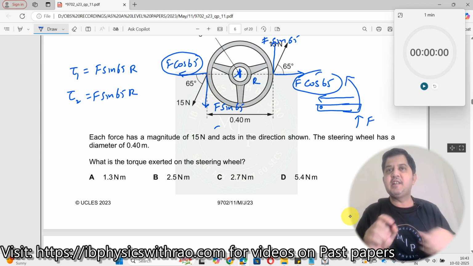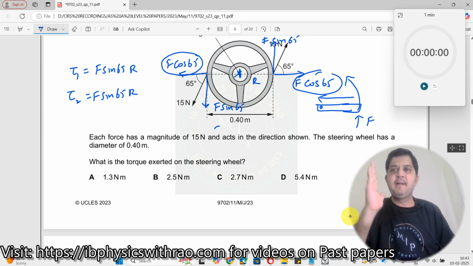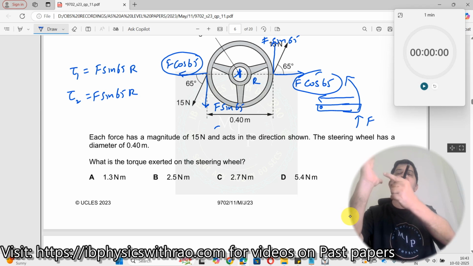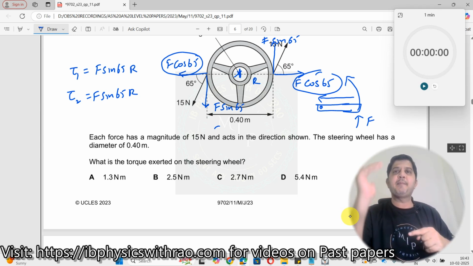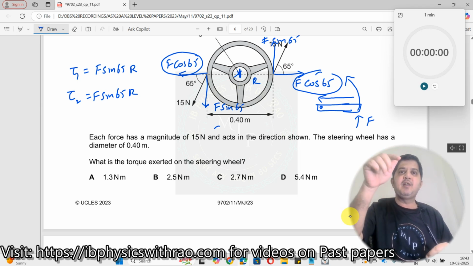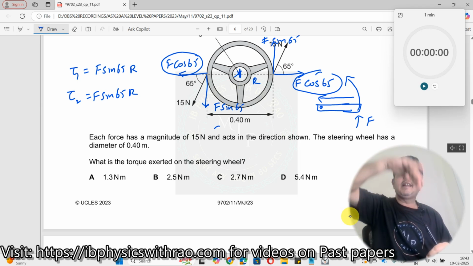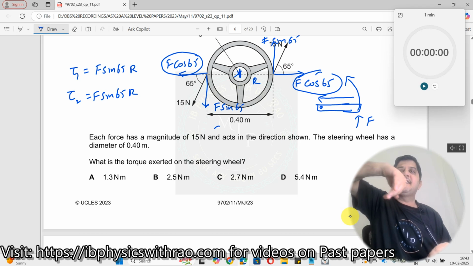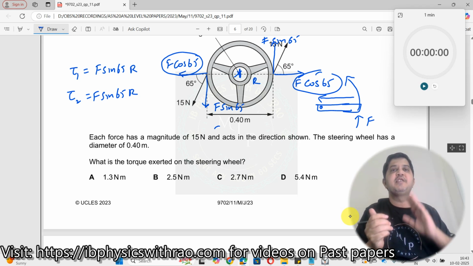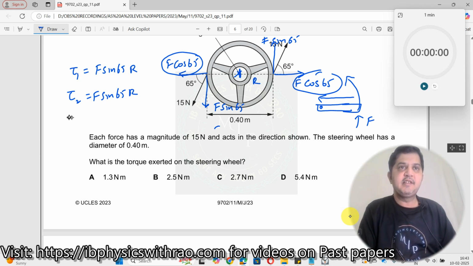To understand the direction of the torque: if this is the force acting here, the torque is perpendicular to this plane, so the torque is acting outward towards me. Due to the downward force over here, the torque once again acts outward towards me. Therefore, I should add both torques. Thus the total torque tau is equal to tau 1 plus tau 2, which is equal to 2F sin 65 multiplied by R.